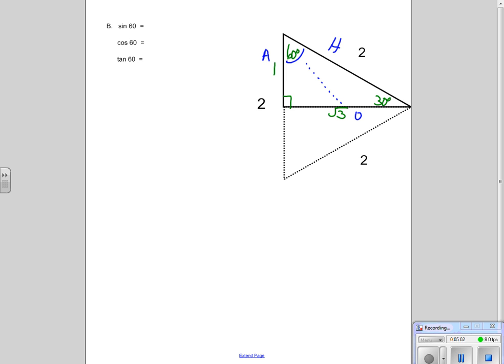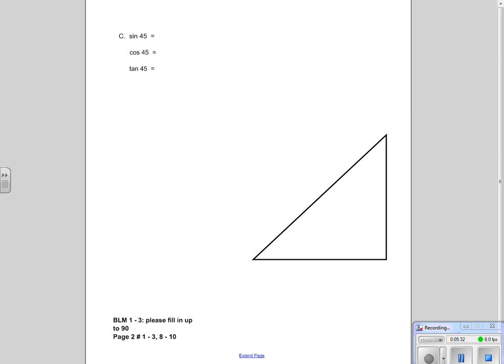Adjacent is 1. So sine of 60 degrees is opposite over hypotenuse, which would be root 3 over 2. Cos of 60 degrees is adjacent over hypotenuse, which would be 1 over 2. And tan of 60 degrees is opposite over adjacent, which is root 3 over 1. You can write it over 1 or just write it as root 3. You should fill those 3 out on your chart as well. One that I want to finish with is 45 degrees.